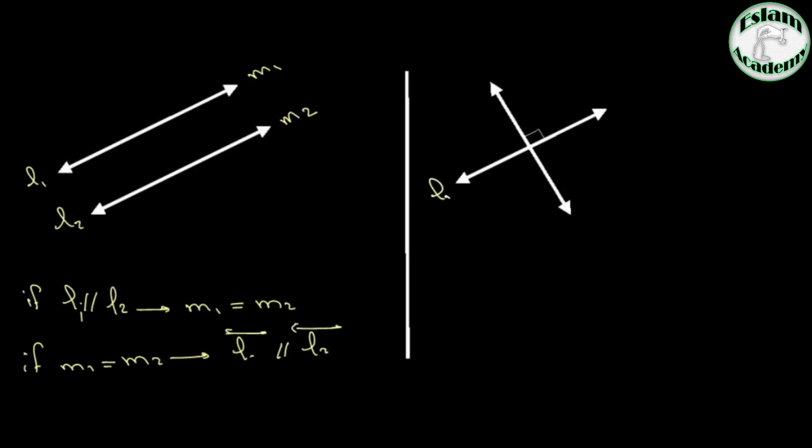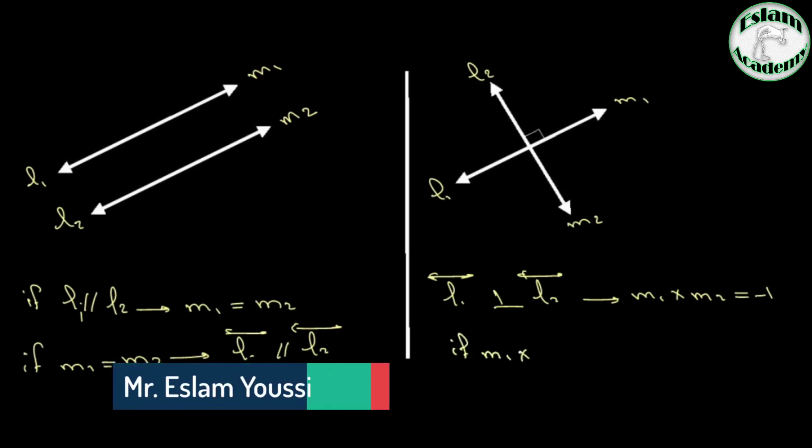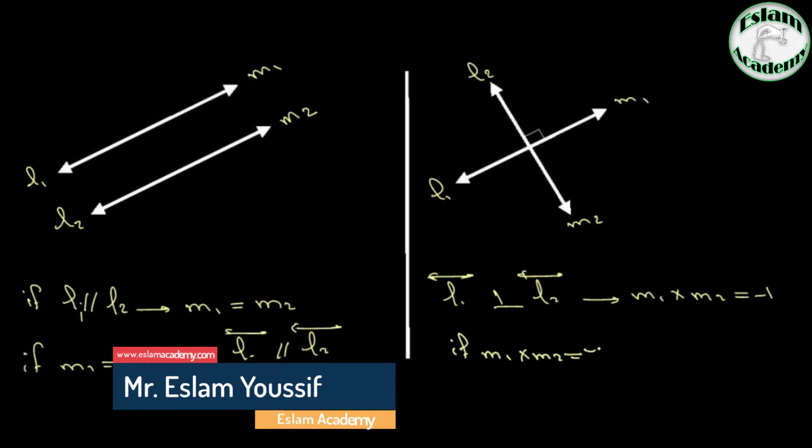But for perpendicular lines, if we have line 1 and line 2, the slope of the first one is m1 and the slope of the second one is m2. If L1 is perpendicular to L2, then the product of m1 times m2 is equal to -1. And if you find that m1 times m2 is equal to -1, then the two lines are perpendicular.